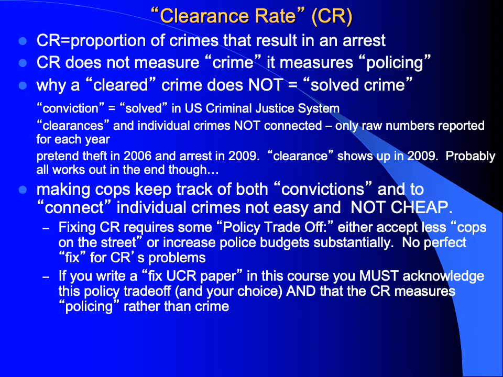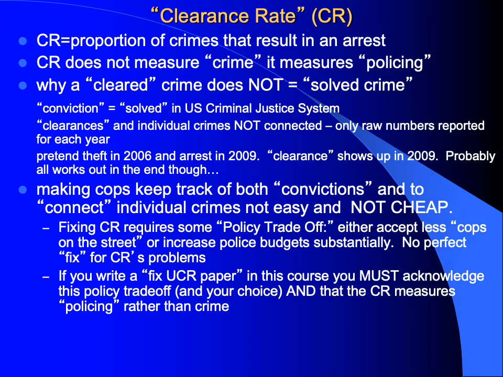Now here's another important thing, and this is the main thing that I learned new from my friend who does the UCR data for Hawaii. Clearances and individual crimes are not connected. Clearances are not connected to their original reported crime. Take car thefts for example. According to the reporting rules, they simply count the number of car thefts and the number of car theft arrests for that particular year. Using those two numbers, they can create what's called a clearance rate.